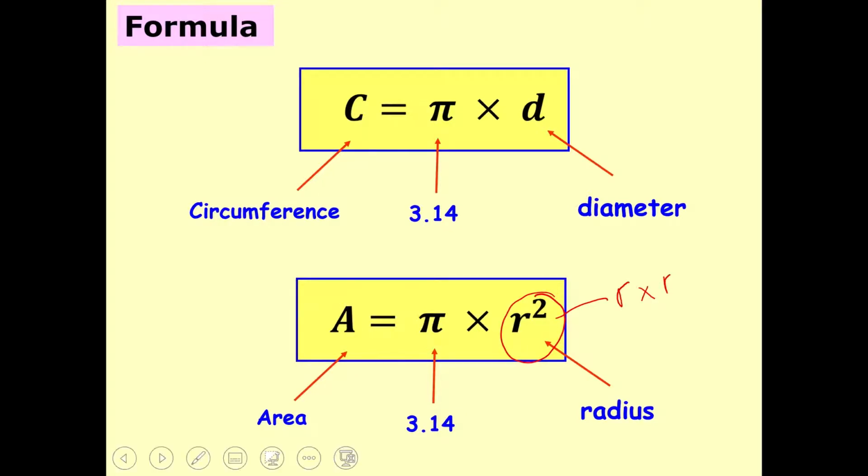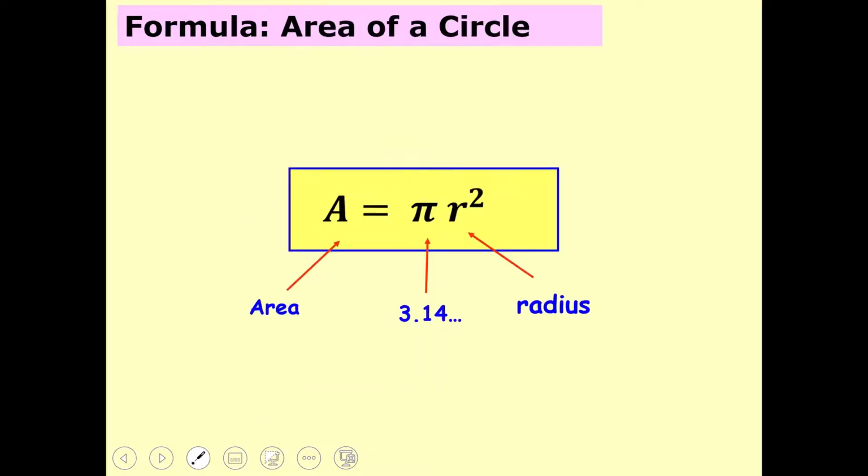Okay, let's look at some examples. So area equals pi times r squared. To write it a little tiny bit shorter, we're going to miss out the multiplication symbol and we're just going to write A equals pi r squared.